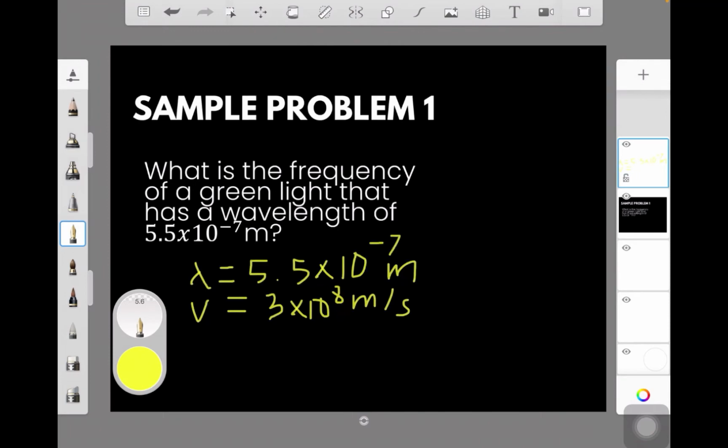So please don't be confused. We just use the letter V as a notation to be consistent with the equation. But this is also equal to our constant, which is the speed of light. Okay, so since we're looking for F, for the frequency, we have to derive our equation. The equation that was presented to us is V is equal to lambda times frequency.